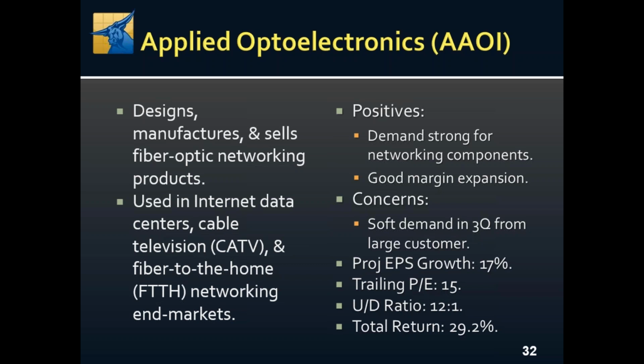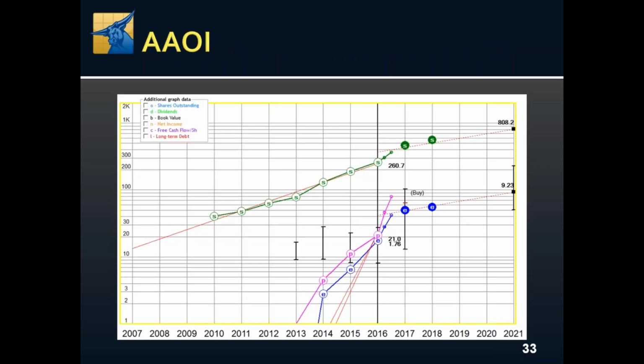Even so, we're still looking for earnings growth of 17%, and the trailing PE is just 15, with an upside-downside ratio of 12 to 1. And the potential for a 29% total return. The stock is up almost 300% since we started covering it. So we really did get in at the right time. But you can see from this graph that there's a lot of accelerated growth and margin expansion happening there.